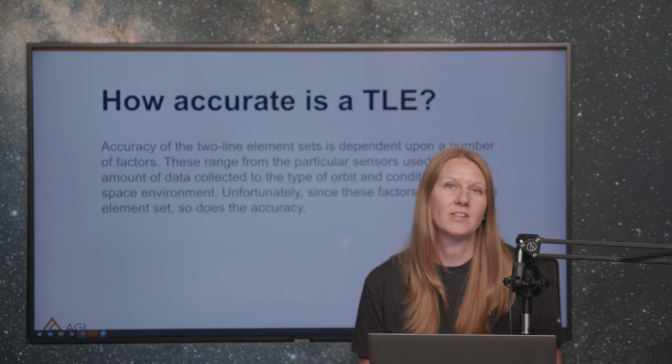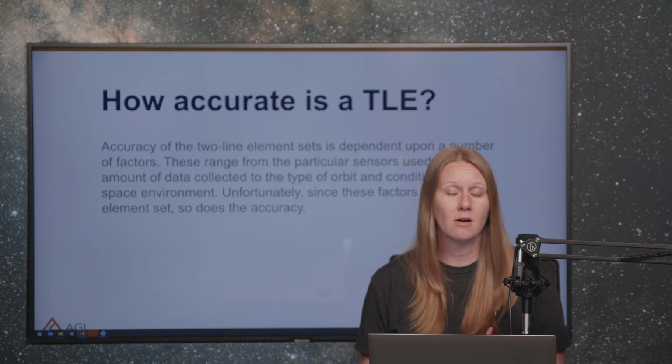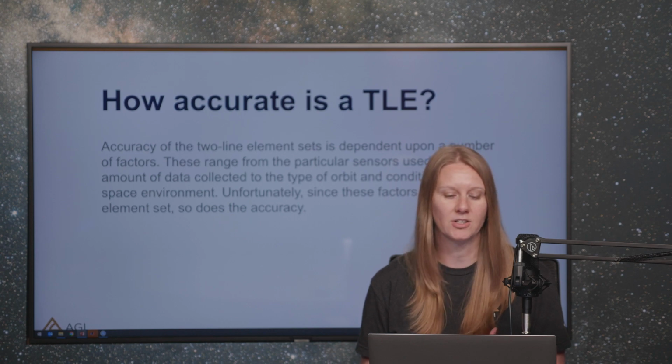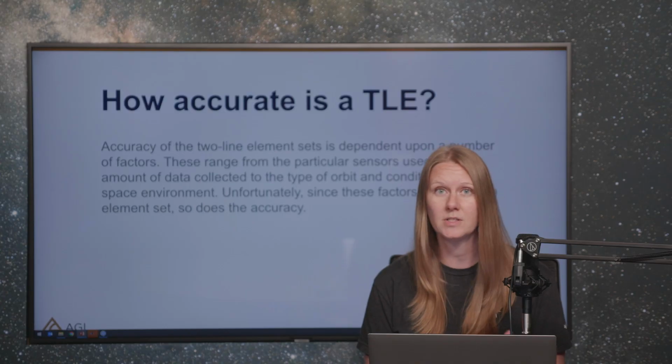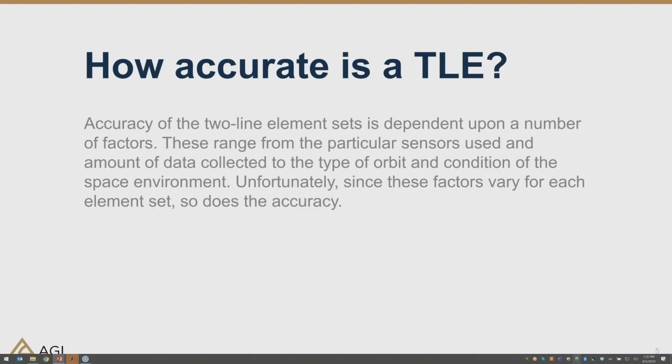The accuracy of a two-line element is dependent on a number of different factors. Some of those factors include the type of orbit that the satellite is in, the shape of it, the type of sensors used to create that initial orbital estimate and to create the TLE itself. So all of these come together to determine how accurate a particular TLE will be at any given time.